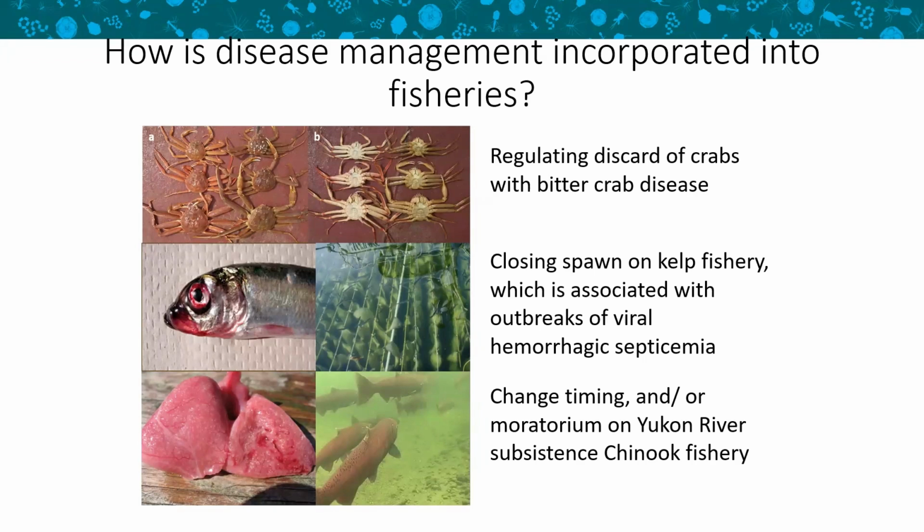Another management tool has been with viral hemorrhagic septicemia, which causes hemorrhaging in numerous species of fish, including herring. This is a young Pacific herring, and you can see hemorrhaging around the eye, the mouth, and the fins. There's a fishery called the spawn-on-kelp fishery for herring. And in that fishery, basically, when the fish are about to spawn, they're put in an open net impoundment.